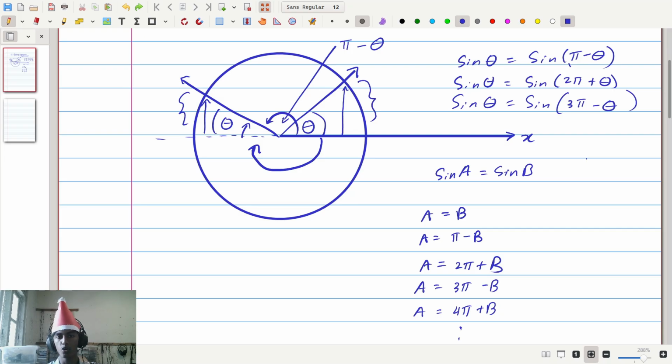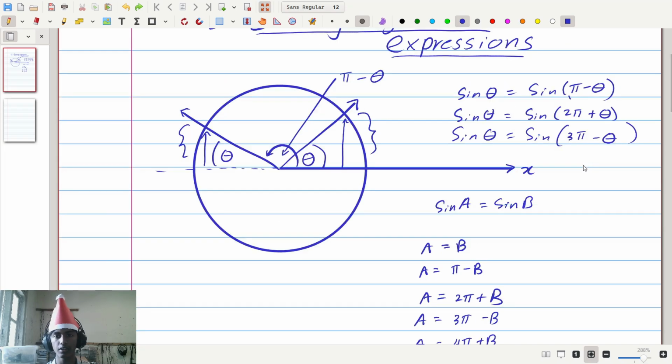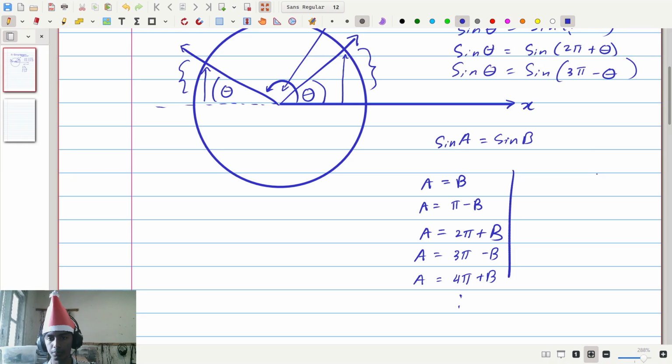So then if we go a negative pi radians and another negative theta, we will again be facing in this direction, which will have a sine value corresponding to our original sine theta. So therefore in the negative direction as well, we have other values that we could have. In the negative direction, sine theta is equal to sine of negative pi plus negative theta. So therefore A could also be equal to negative pi plus negative B, which is that.